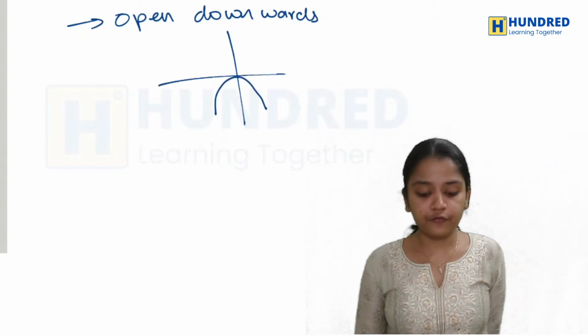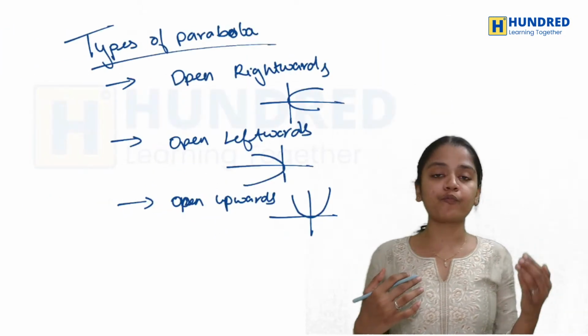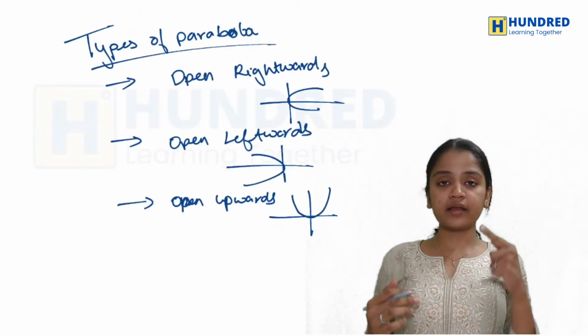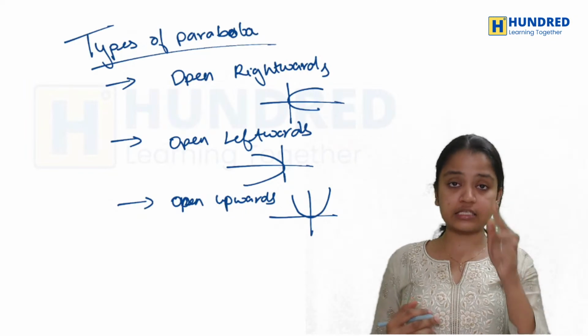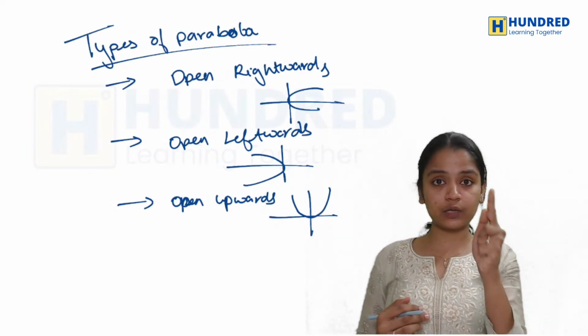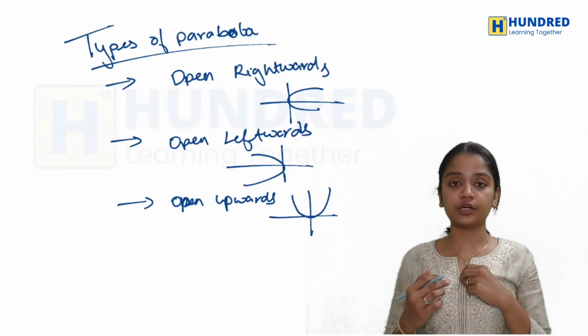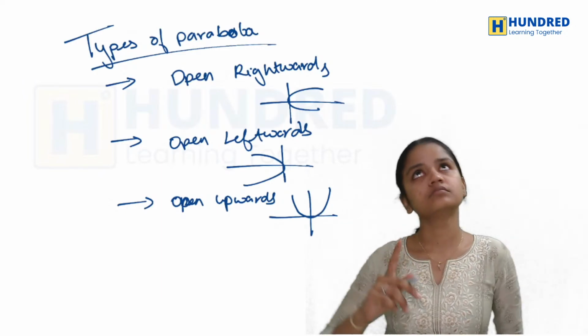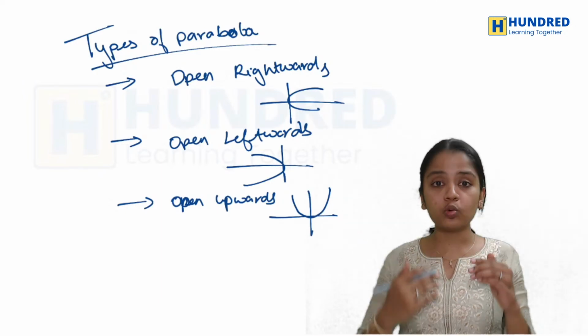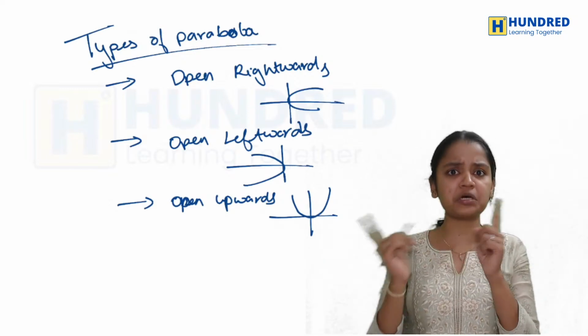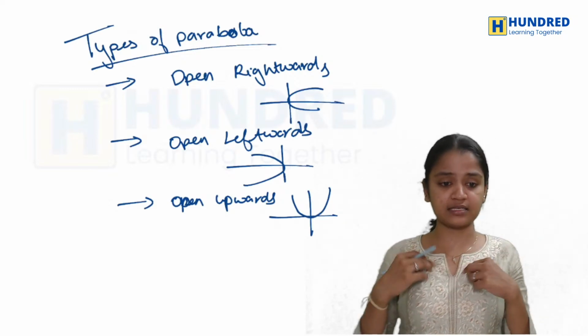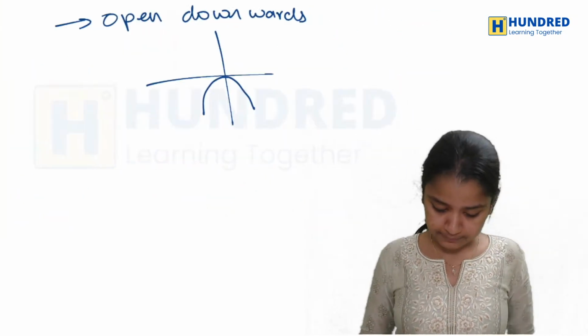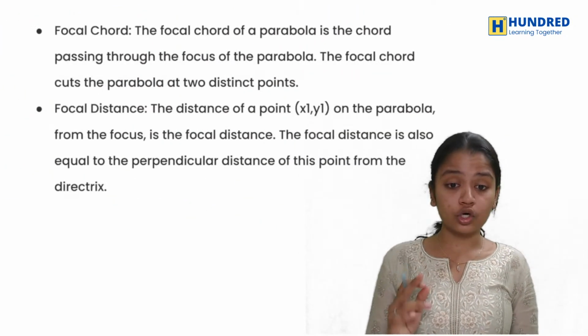So if your parabola is open upwards or downwards, your directrix will be parallel to your x-axis. If it is open leftwards or rightwards, your directrix will be parallel to the y-axis. Are you clear? Yes. Now, let's go to the next one.